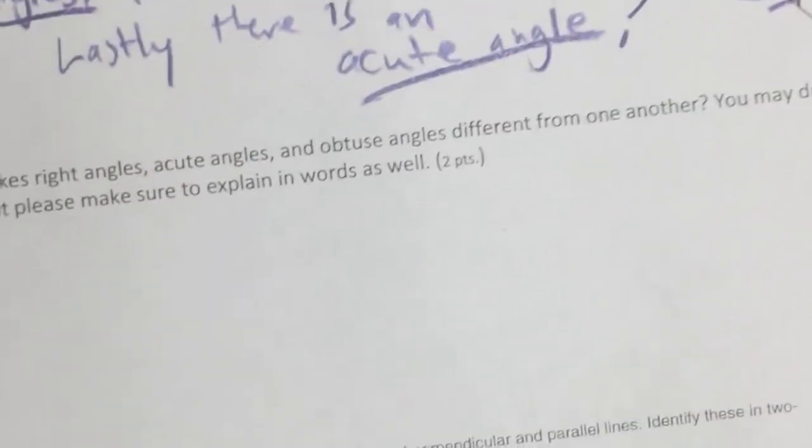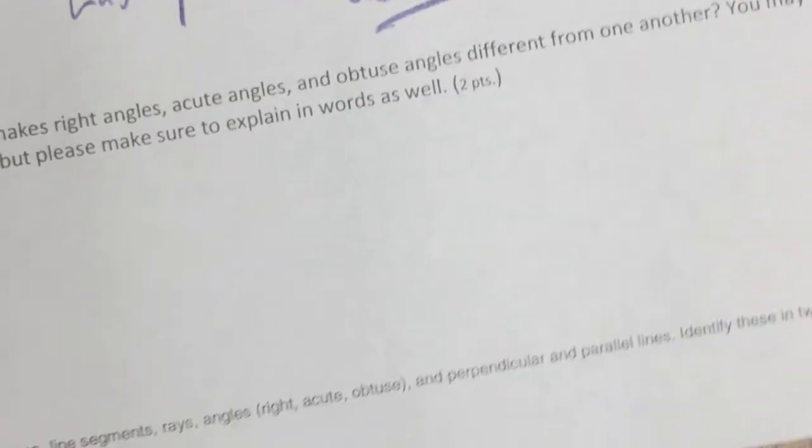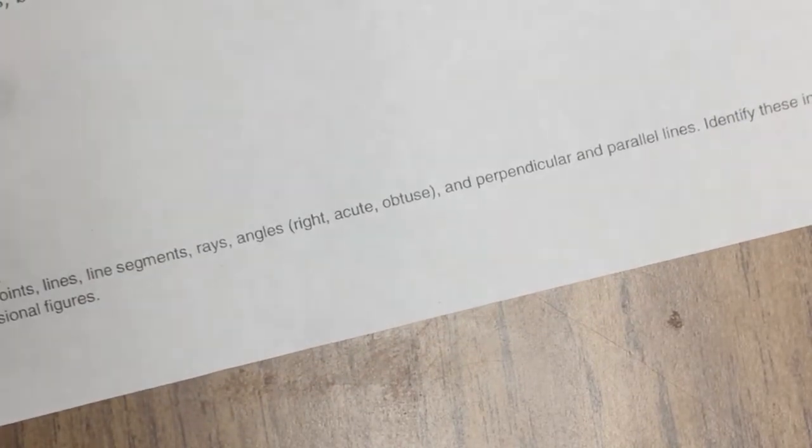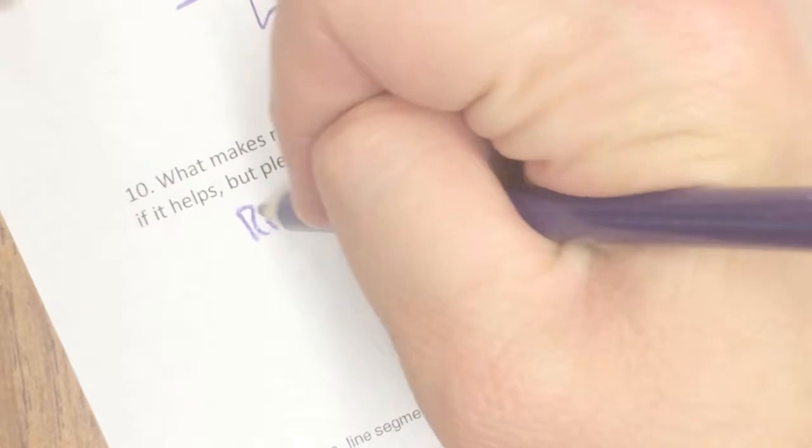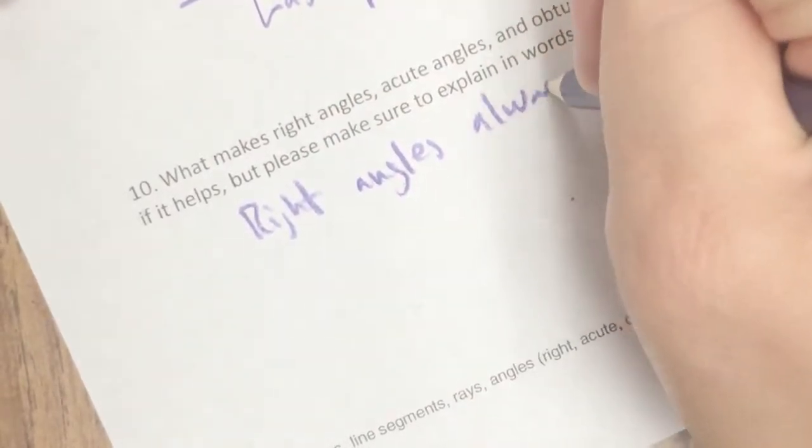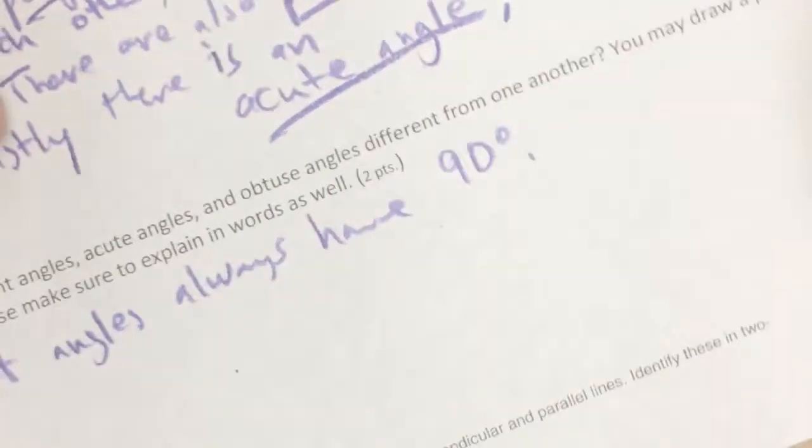And wrapping up. Power's kind of getting low on my phone, so let me do my best here. What makes right angles, acute angles, and obtuse angles different from one another? You may draw a picture if it helps, but please make sure to explain in words as well. Okay? Right angles always have 90 degrees. That little symbol means degrees.